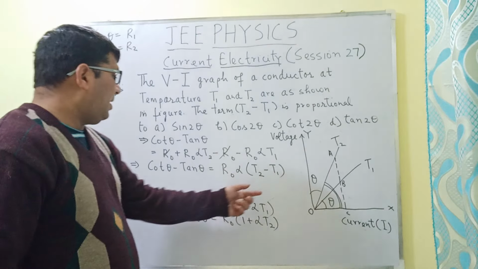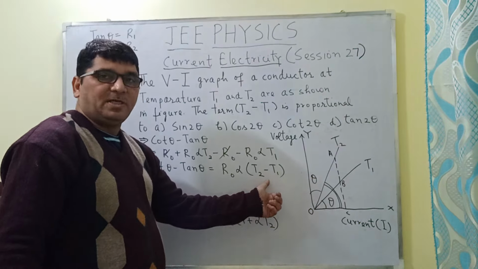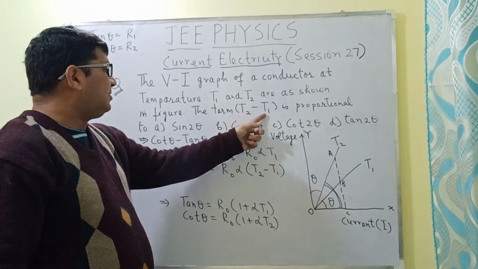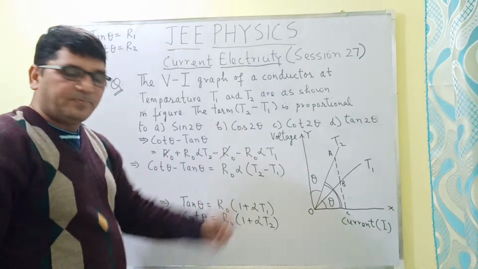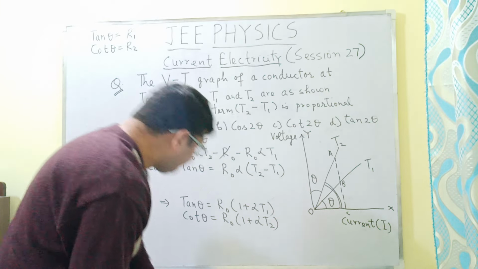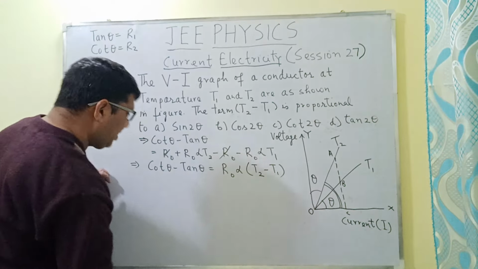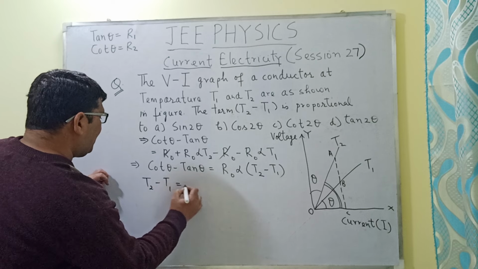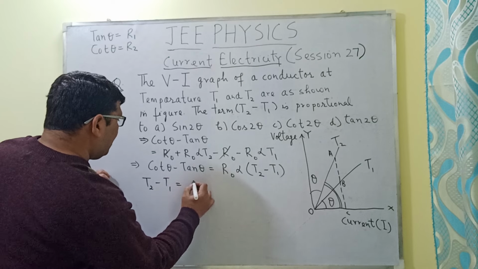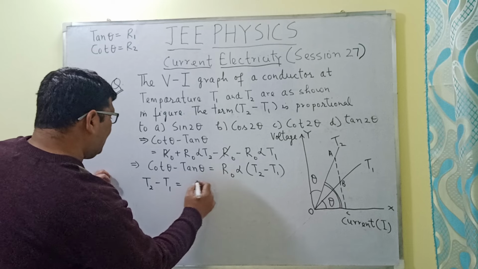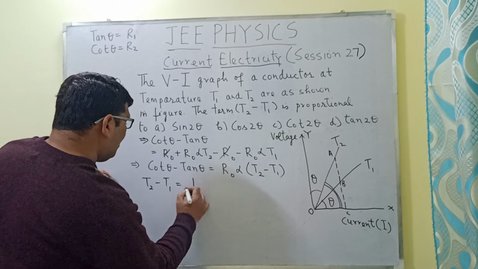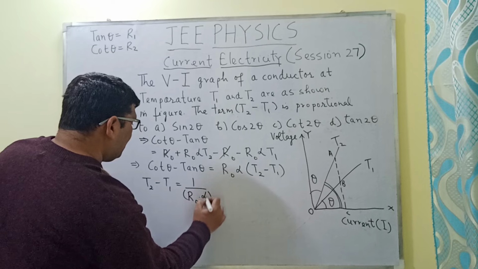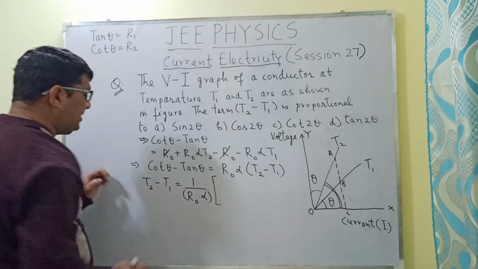Now we are supposed to find the value of T2 minus T1, and finally we will be able to find that T2 minus T1 is proportional to what? So T2 minus T1 will be equal to 1 divided by R naught alpha into (cot theta minus tan theta).